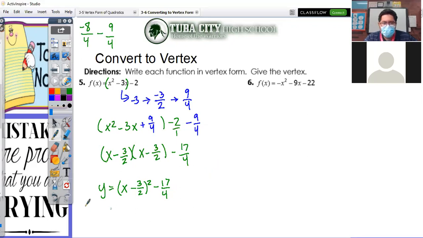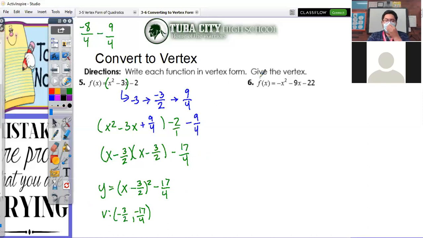All right, and now we've put it in vertex form. Let's go ahead and give the vertex. So vertex, it's usually not an equal. Vertex is -3, 2. And then the other part is going to be -17 over 4. And that's it for that one.